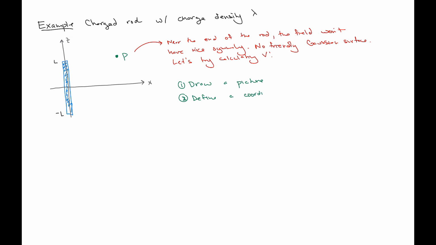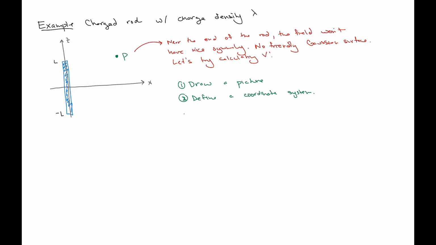If you find that when you're setting up your integral, it seems too hard, it may be because you didn't pick a very nice coordinate system. In this case, it's nice to have the rod aligned with one of our axes, because then we can just integrate in one direction, the z direction, rather than trying to integrate off at some angle here. It would have been fine to put it along the x-axis as well. It doesn't really matter.